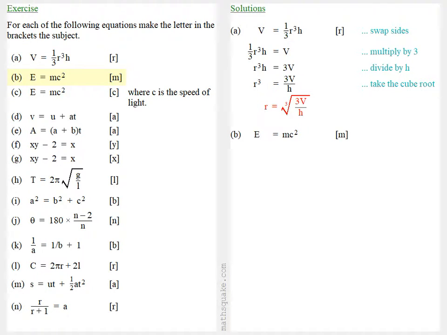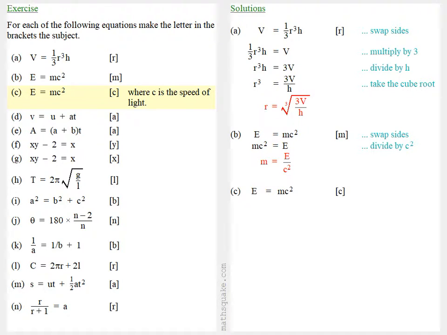In question B, we have E equals mc squared, and we're asked to make m the subject. Well, to get m on the left-hand side, we'll swap the sides. That gives us mc squared equals E, and to get m on its own, we'll divide by c squared. So m equals E over c squared.